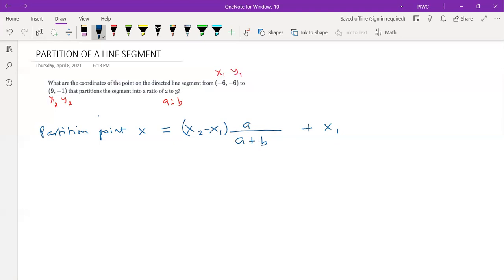Then to find the partition point for the y, we do the same thing. You do y2 minus y1, then the portion that we want, let's say A, out of the total ratio. Okay. And then plus y1. Okay.